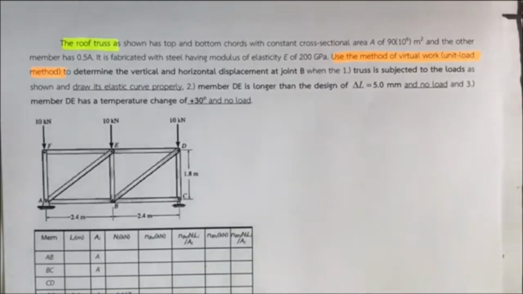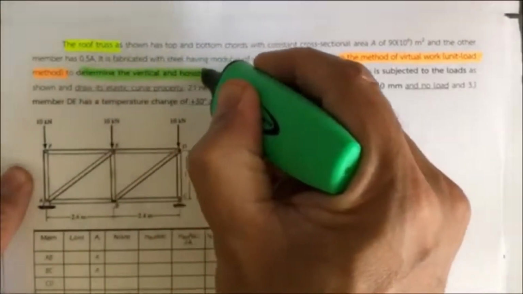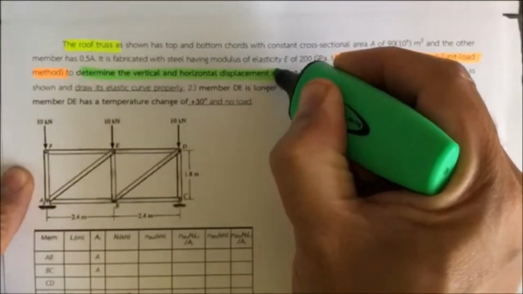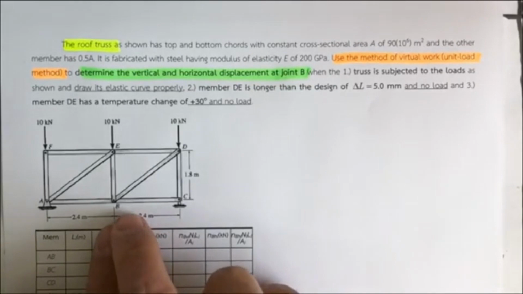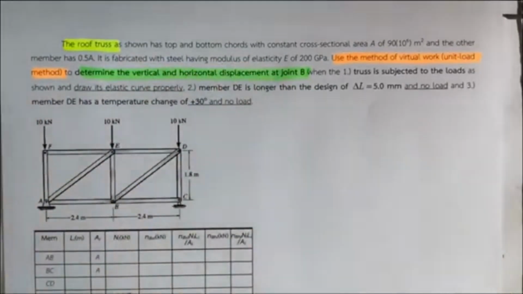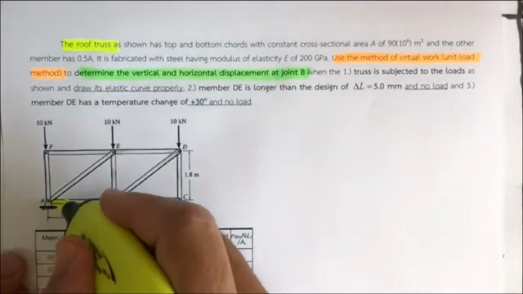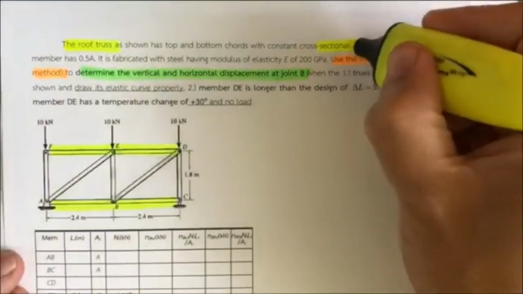This is a clip that's going to demonstrate how to solve for the loop truss, and we are going to determine the vertical and horizontal displacement at a point on the truss. But this one, they asked us to determine at point B. The loop truss has the top chord and bottom chord. What is the bottom chord? The bottom chord is here, and the top chord is here with the area of A.